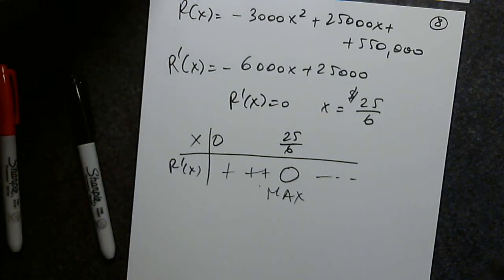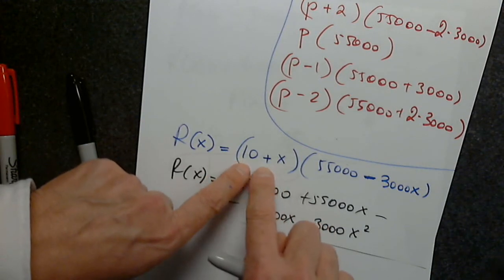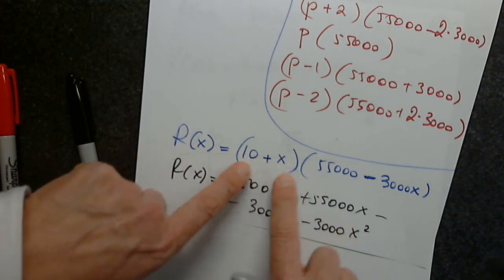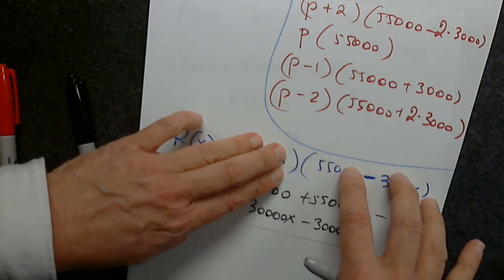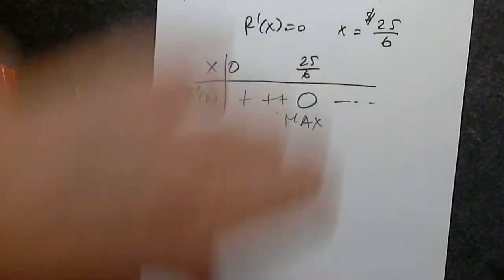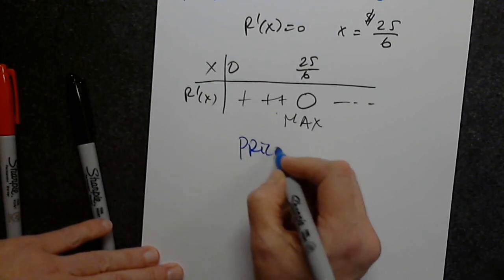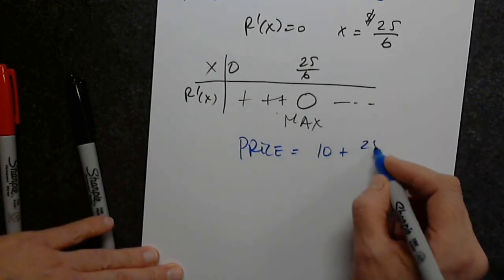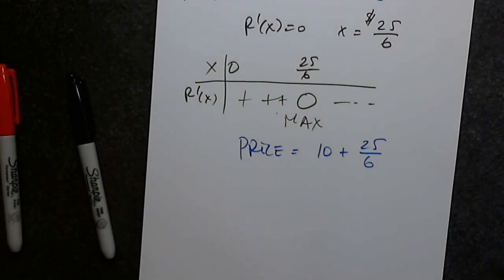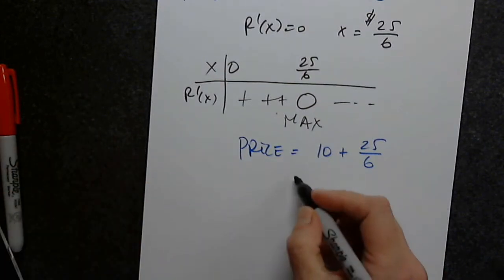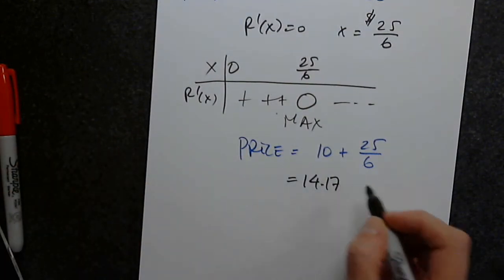Okay, however, the price is this, not just x alone. This is the price times the number of attendees for a maximum profit. Okay, so the price is 10 plus 25 divided by 6. So this is the price that they should charge. I just want to plug it in to determine the maximum revenue also. So they should charge $14.17.